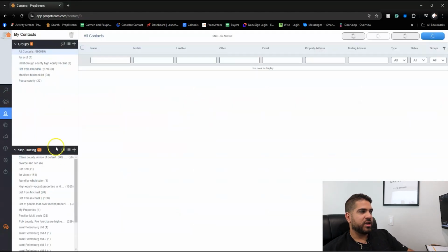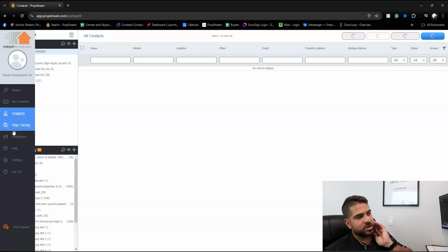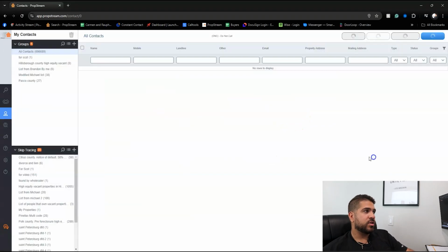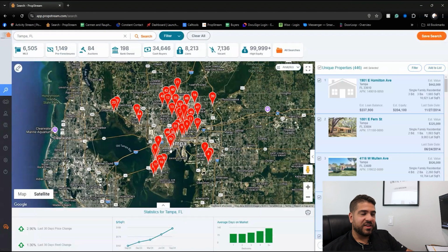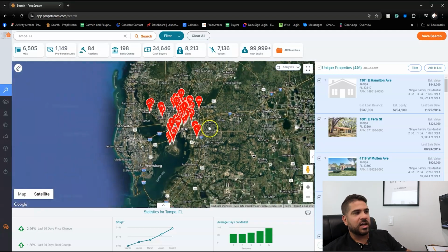The contacts is more for skip tracing and all that stuff. And I don't utilize Propstream for skip tracing. In my opinion, they're not bad, but they're not the greatest. I guess for the price of 10 cents, it's not bad, but for the price of 15 cents, I get extremely great skip tracing with Skip Matrix. So I do utilize that instead of Propstream. But when it comes to everything else, Propstream is fantastic. It's a great tool. You do need to know how to use it and take your time to learn it.